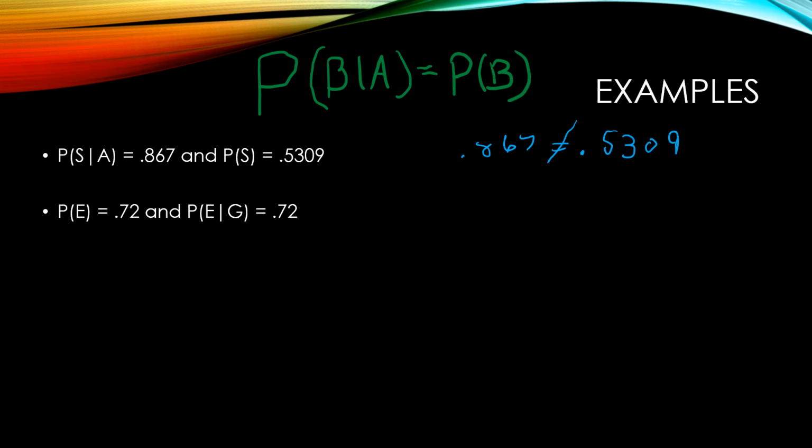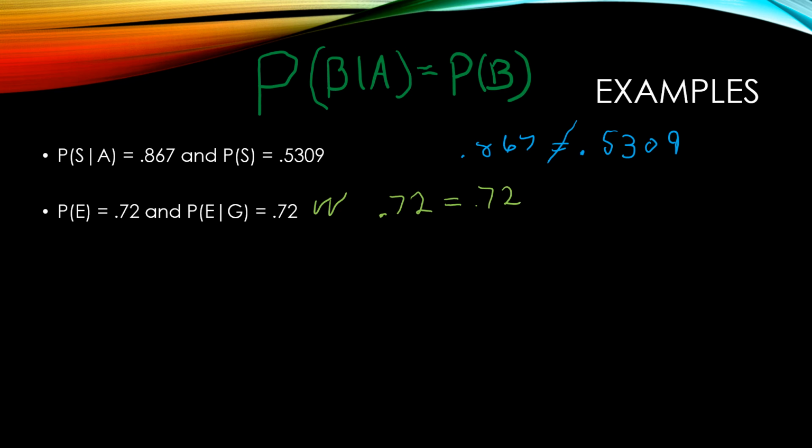Now we have the probability of E happening is 0.72, and our conditional probability of E given G is 0.72. So we'll match the sides up according to our equation up front. The probability of E given G is 0.72, and the probability of E is 0.72. So we know that these are independent.